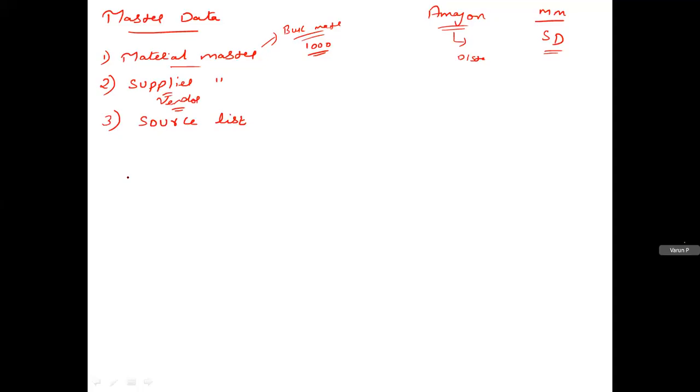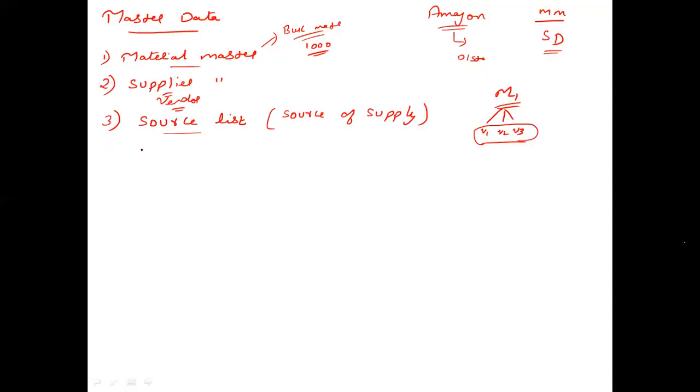What is a source list? As of now, I'll just let you know the definition of source list. We'll have a separate discussion on it. Source list is nothing but the source of supply. For example, you have material M1. Who is going to supply this material? You have 2 to 3 vendors supplying this material, V1, V2, V3. So these 3 vendors are eligible to supply this material to you. That is called a source list in the SAP system.